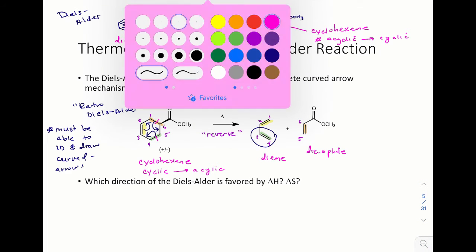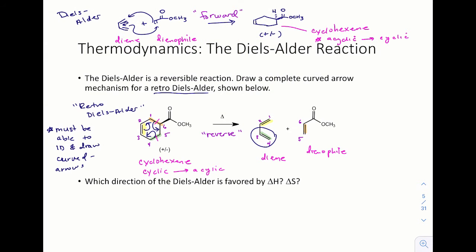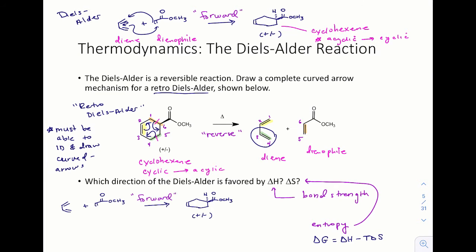Now, thinking about what direction the Diels-Alder is favored by delta H and delta S, let's first remind ourselves of what those two terms refer to. Delta H refers to bond strength and delta S refers to entropy, and together they influence delta G, whether or not it is positive or negative. Recalling that negative delta G is favorable.